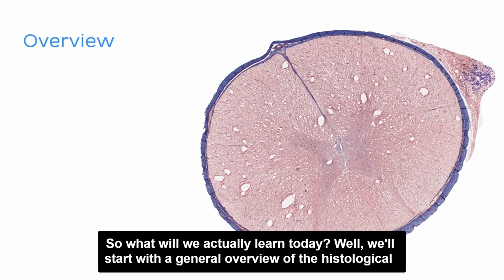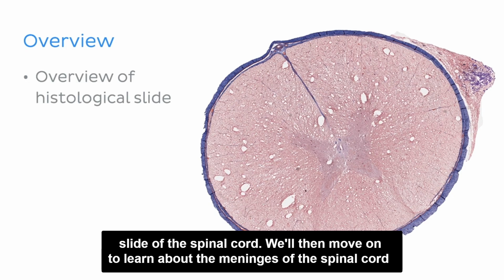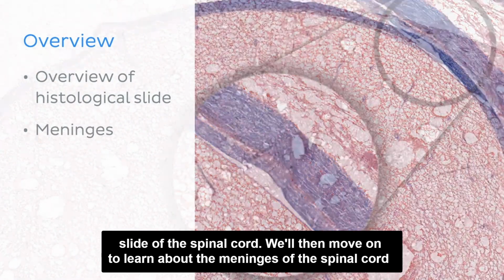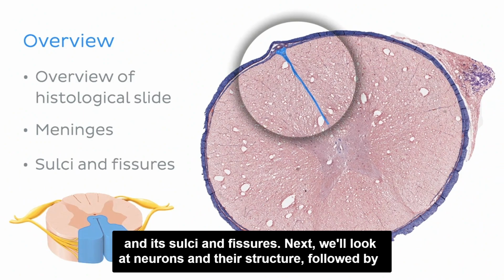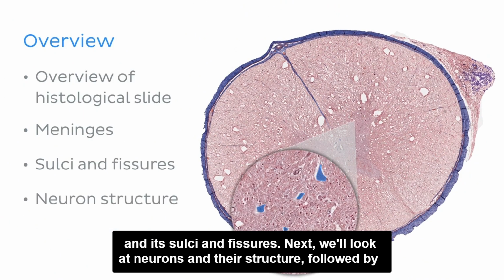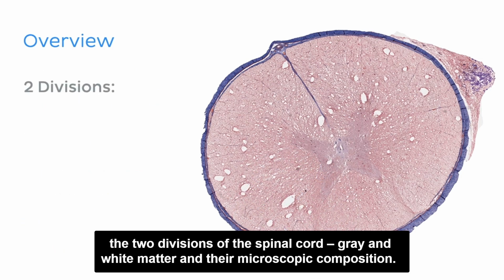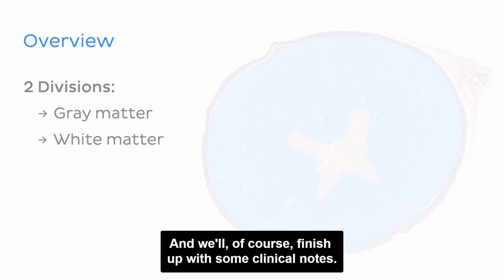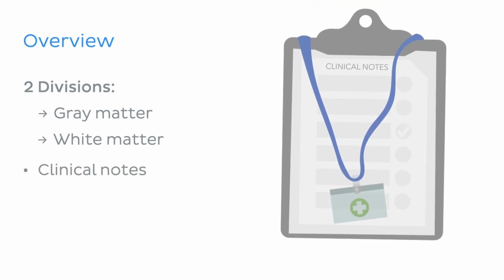So, what will we actually learn today? Well, we'll start with a general overview of the histological slide of the spinal cord. We'll then move on to learn about the meninges of the spinal cord and its sulci and fissures. Next, we'll look at neurons and their structure, followed by the two divisions of the spinal cord, gray and white matter, and their microscopic composition. And we'll, of course, finish up with some clinical notes.